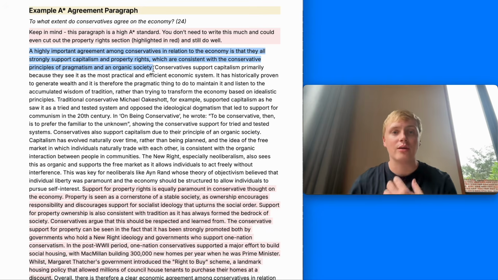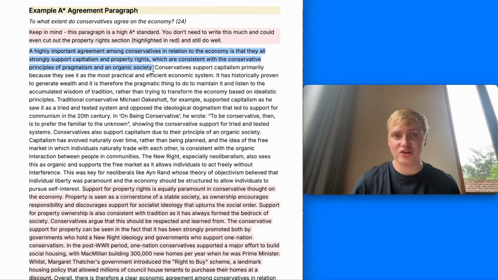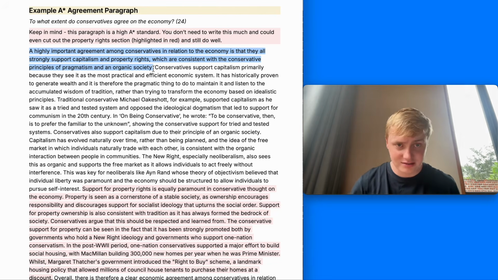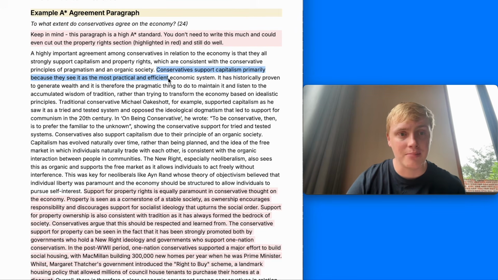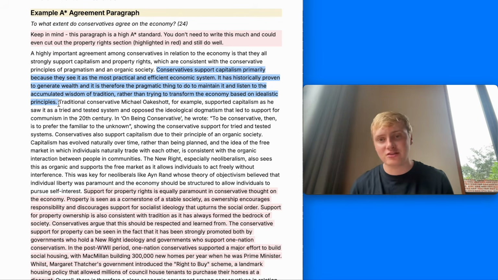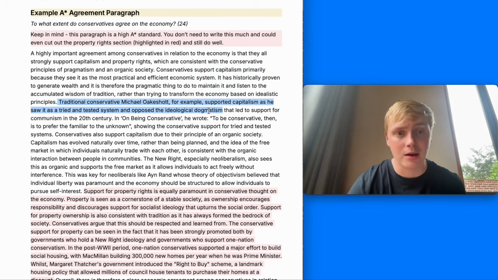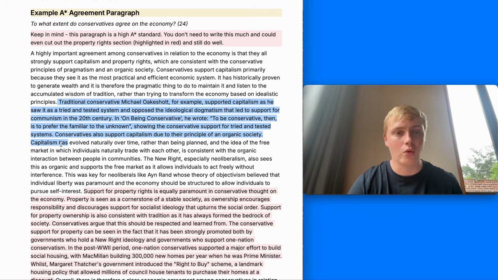A highly important agreement among conservatives in relation to the economy is they all strongly support capitalism and property rights, which are consistent with the conservative principles of pragmatism and an organic society. We're then really explaining why they support capitalism. Firstly, due to pragmatism, so we're linking it into that other core principle. It's the most practical and efficient economic system, and here we're bringing in a thinker to support that, because Oakeshott provides a really good justification for the conservative support of capitalism.